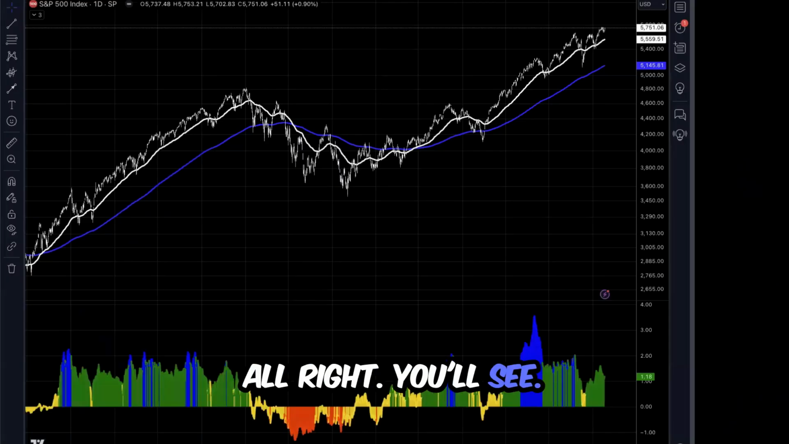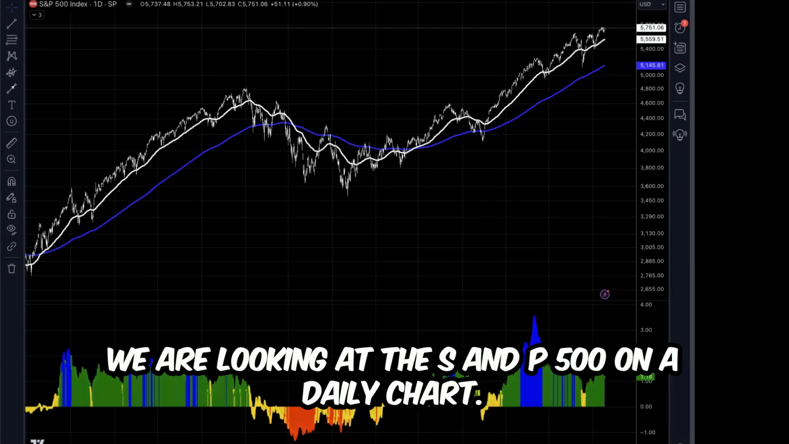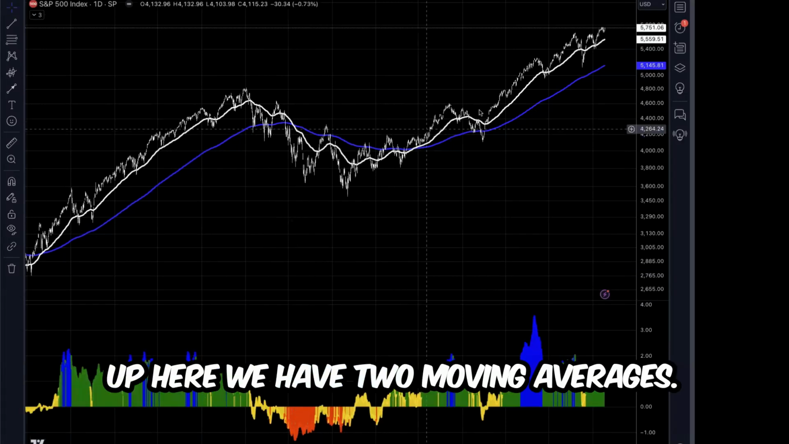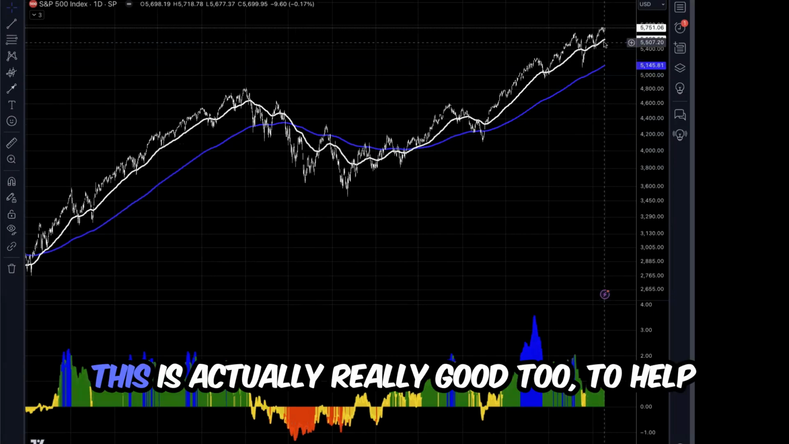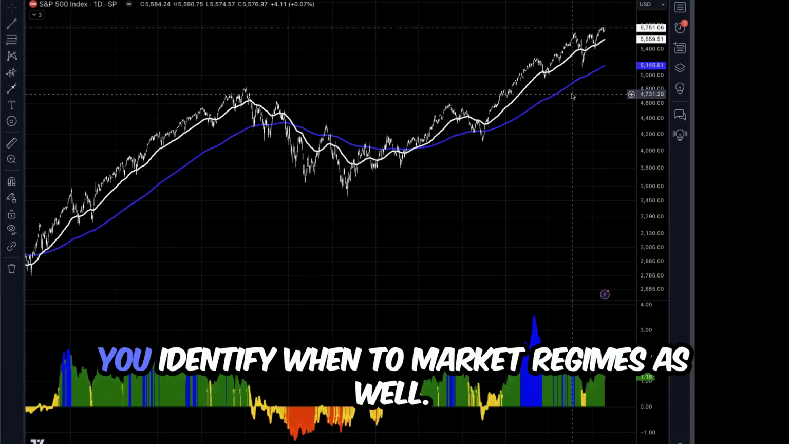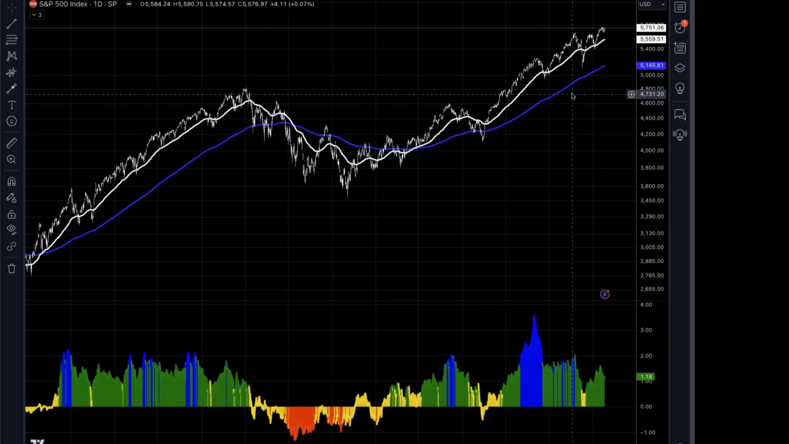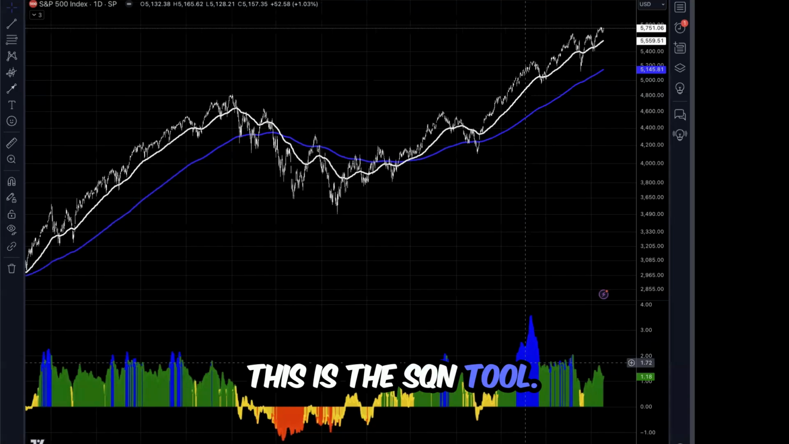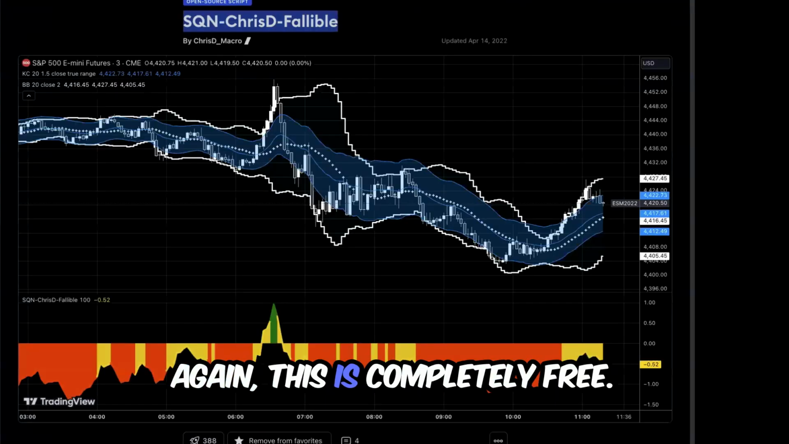All right, you'll see we are looking at the S&P 500 on a daily chart. Up here, we have two moving averages. This is actually really good too to help you identify market regimes as well. But we're going to focus on this one down here. This is the SQN tool. Okay, again, this is completely free.